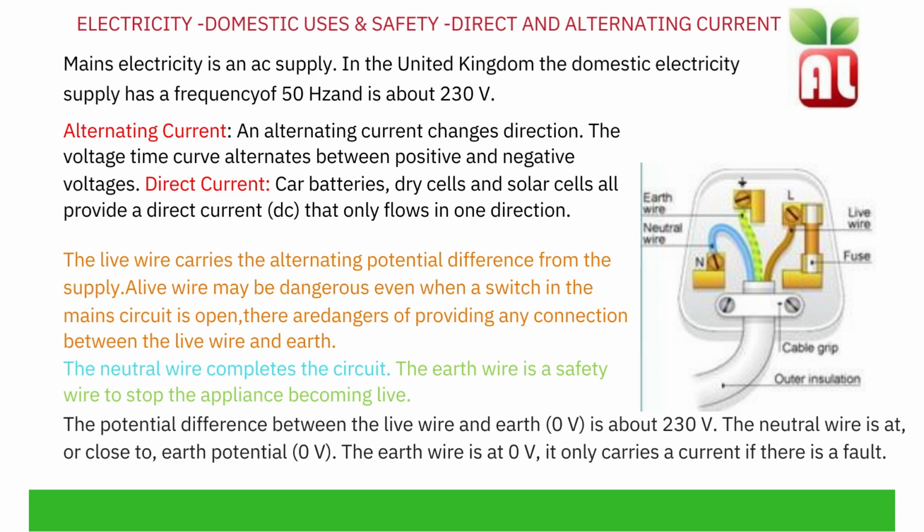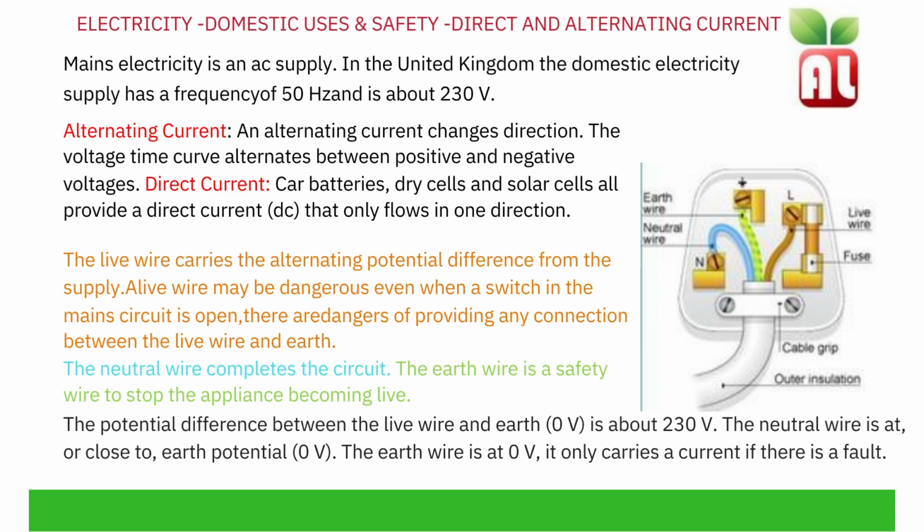An alternating current changes direction. The voltage time curve alternates between positive and negative voltages, whereas direct current only flows in one direction. Examples include car batteries, dry cells, solar cells, and our typical batteries.